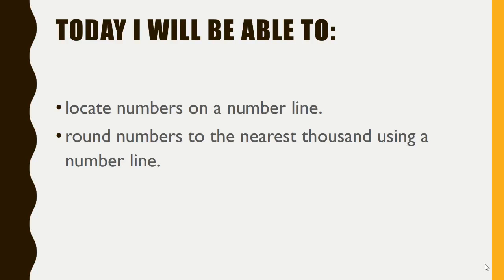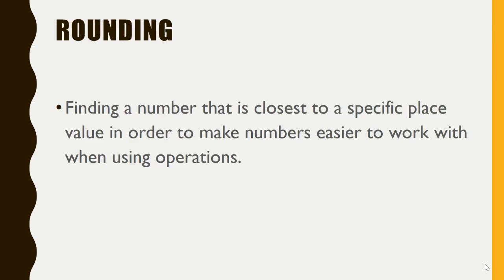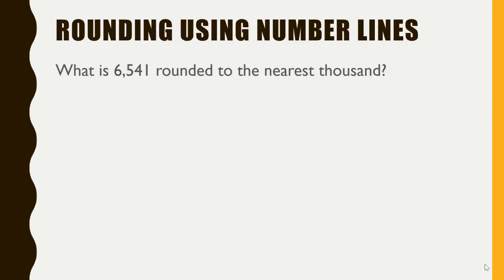Let's discuss what the word rounding actually means. We use rounding to find a number that is closest to a specific place value in order to make numbers easier to work with when using operations. In other words, when we're using operations with really large numbers and we want to find a quick answer, rather than adding, subtracting, multiplying, or dividing the actual numbers, we'll use numbers that are close to our original numbers just to make it quicker. Let's take a look at how to do this with a number line.